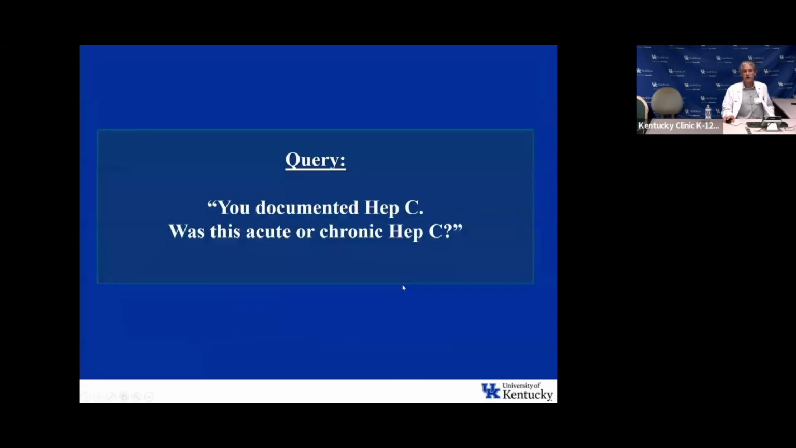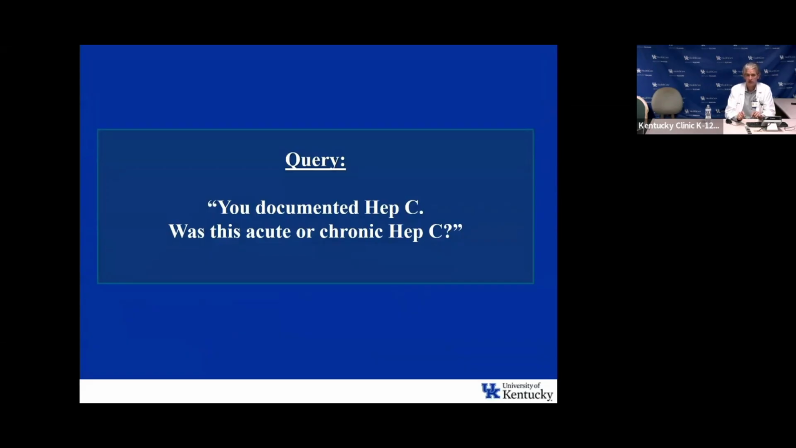Then I got this query from CDI. I was working with them at the time, and it annoyed me. Believe me, I'm not the only person that gets annoyed by these. I thought to myself, why are they asking me if this is acute or chronic Hep C? Acute Hep C is nothing clinically, almost all the time. Obviously, the patient has ascites. Can't they see that in the chart? Well, they can't. They can never assume anything.